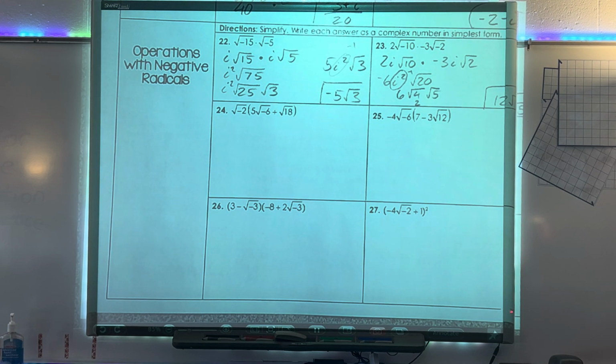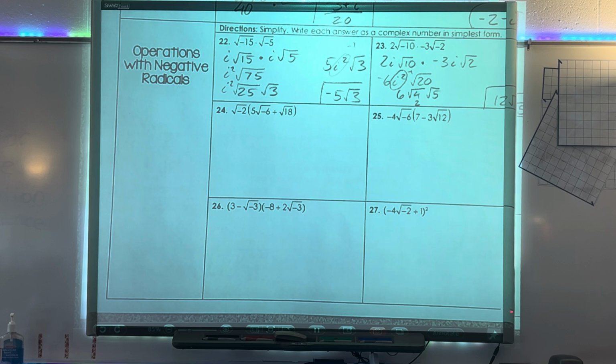Love this. And you could wait and do the I squared and change it to the negative at the very end if you wanted to. That's really just kind of a preference thing. I try to get rid of them as soon as I possibly can. Y'all okay there? Questions on those?